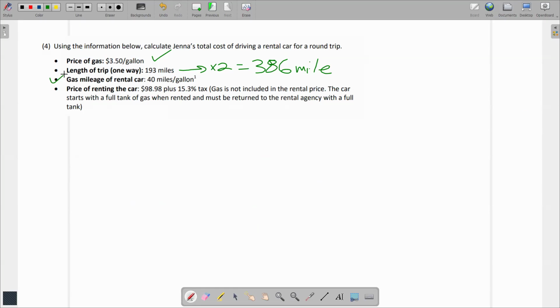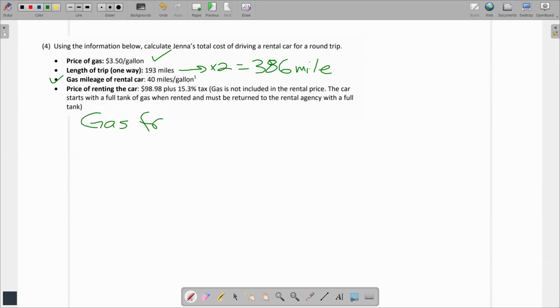So we have that it's going to cost $98.98 plus 15.3%, and then the gas. So we're pretty close to making this calculation. We just got to deal with the tax. So I'm just going to make some notes here.